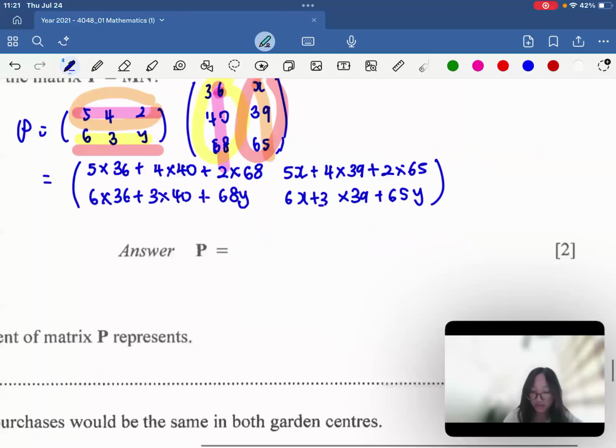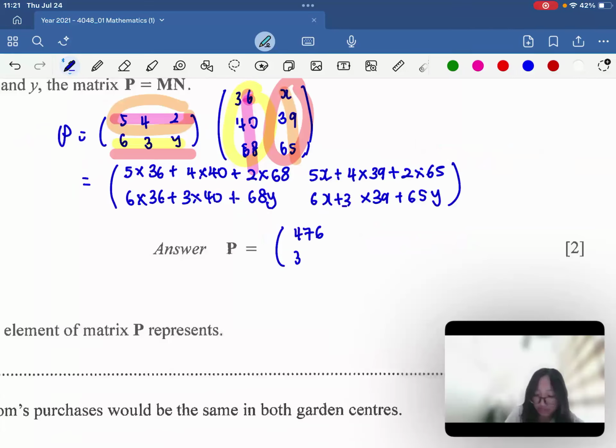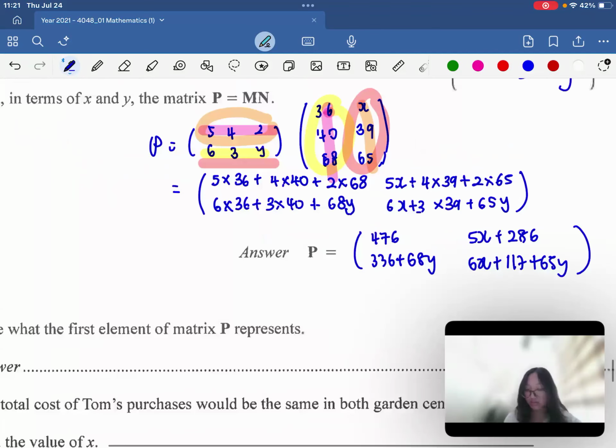Okay, so when we simplify all of these, I'm going to write the final answer here: 476, 336 plus 68y, 3x plus 286, 6x plus 117 plus 65y. So this is the answer for P.